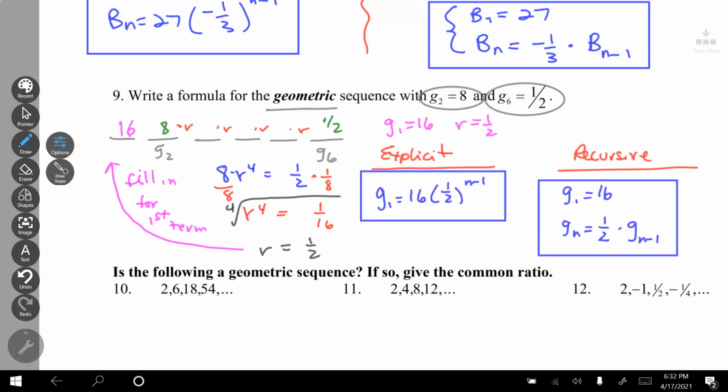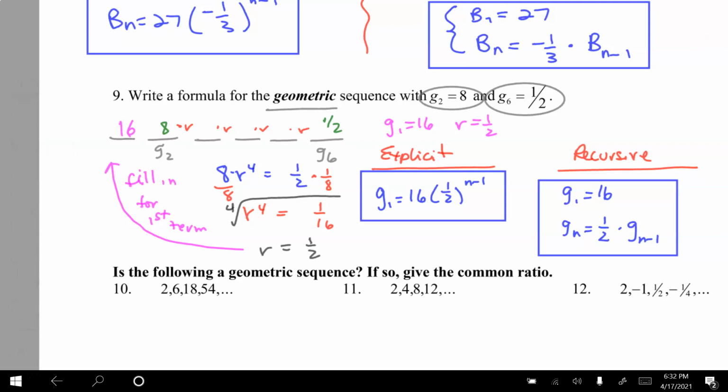So you can see I just plugged them into the formulas from previous up on the page. Pretty easy to write these formulas for explicit and recursive, just plugging in the first term and the r value.